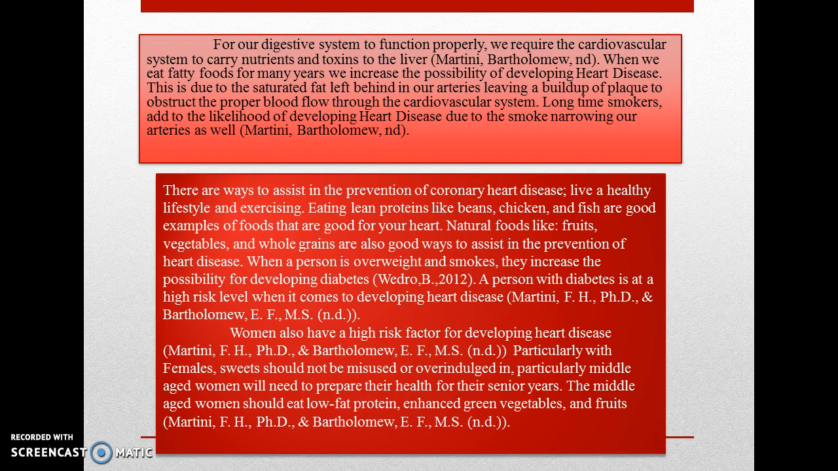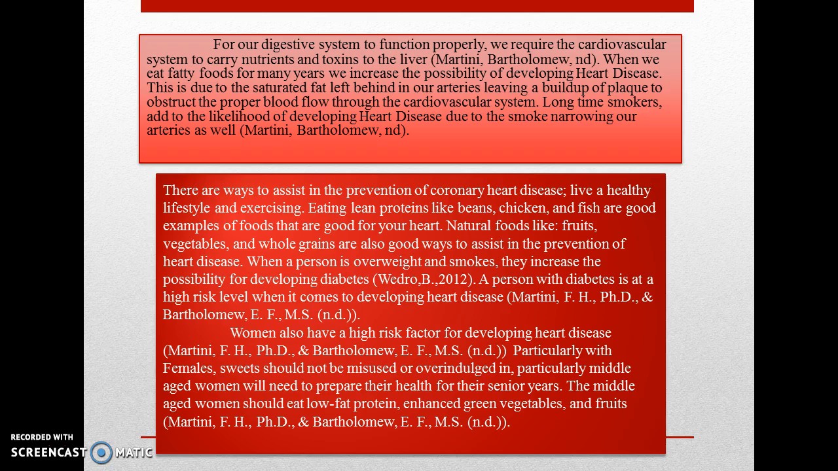There are ways to assist in the prevention of coronary heart disease. When we live a healthy lifestyle, exercising and eating lean proteins like beans, chicken, and fish are all good examples that are good for your heart. Of course, we've all gone through a drive-through one time or another, but this is when it starts to kick in that we are getting older. All of a sudden, we need more fruits and more vegetables. Whole grains are also good ways to assist in the prevention of heart disease.